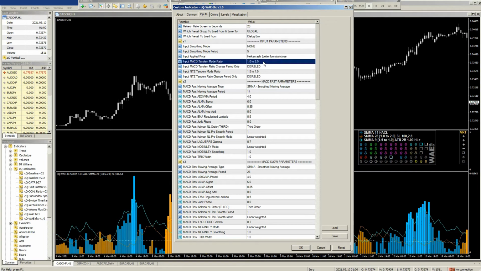The next setting is the MACD tandem mode ratio setting, and I'll give you an example in a second. You can turn them off, or you can have a 1 to 1.5 or any of these ratios, and that's the ratio between the fast MACD moving average to the slow MACD moving average. Like if you had it 1 to 2 and the fast MACD moving average was set to 10, the slow MACD moving average would be set to 20. So I can show you that.